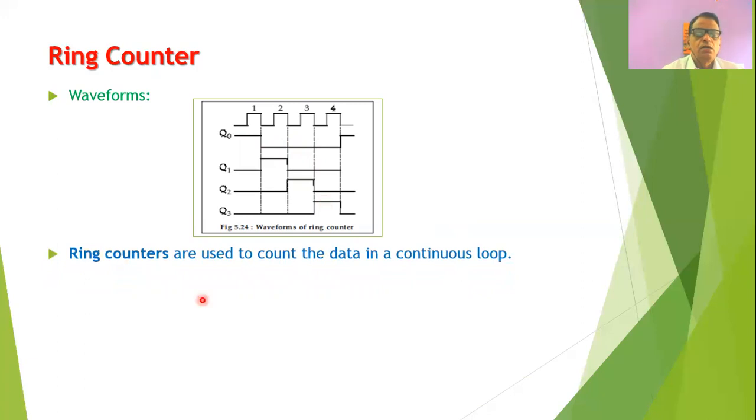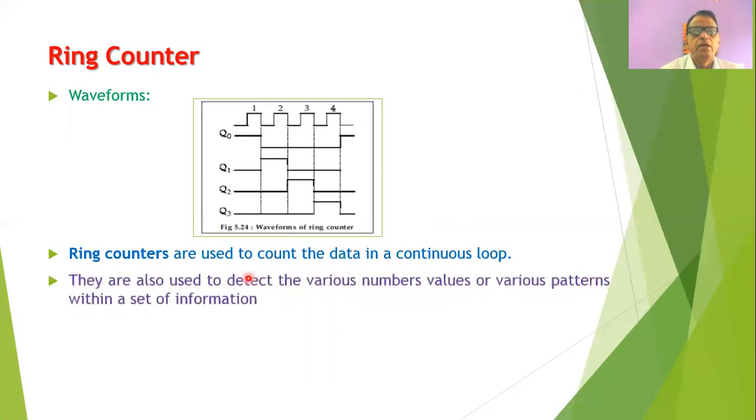Ring counters are special counters, and they are very useful counters. These counters are used to count data in a continuous loop. So whenever there is data in a continuous loop, that data can be counted by making use of ring counters. These counters are also used to detect various number values or various patterns within a set of information. So if you want to detect some pattern in a set of information, then you will find that the ring counter is a very useful counter.